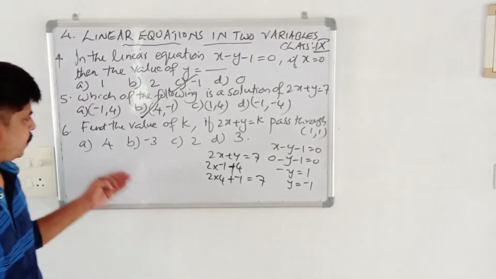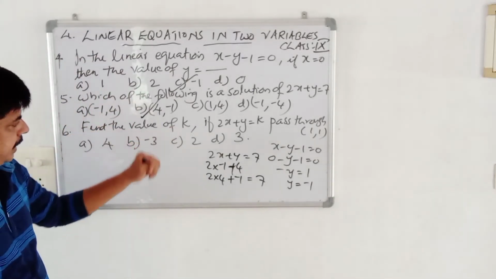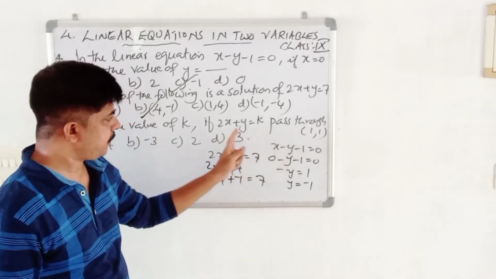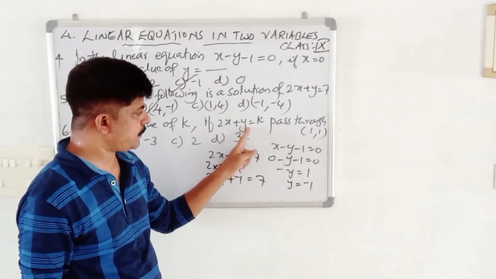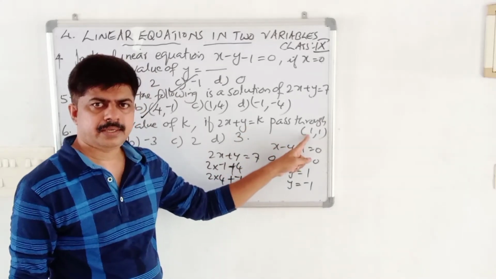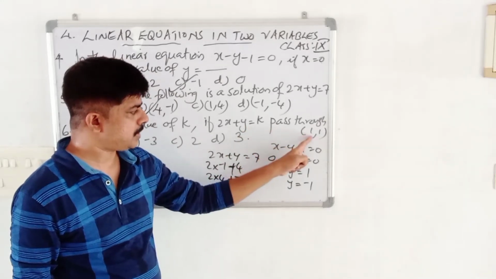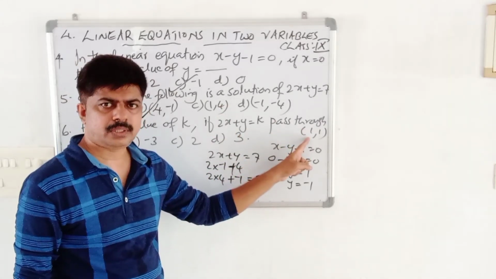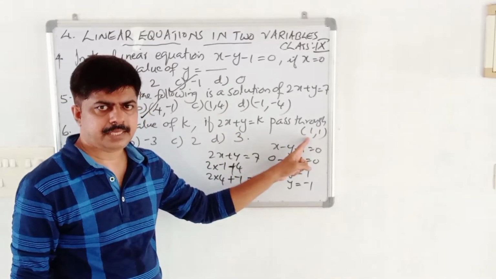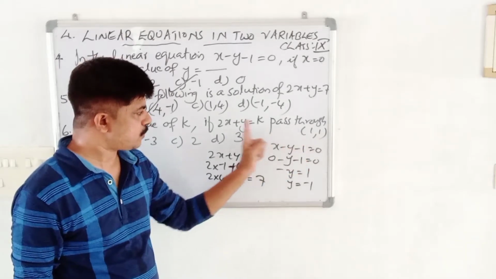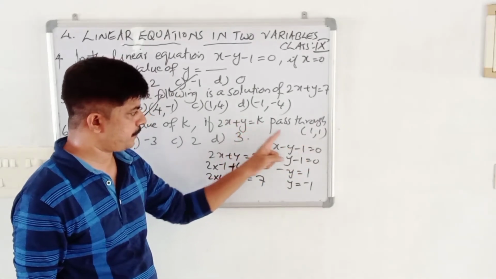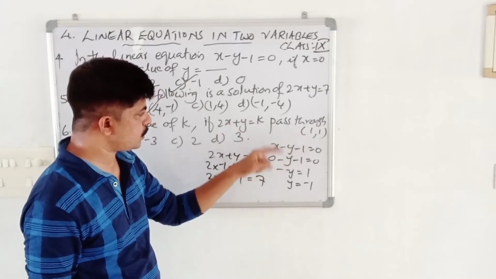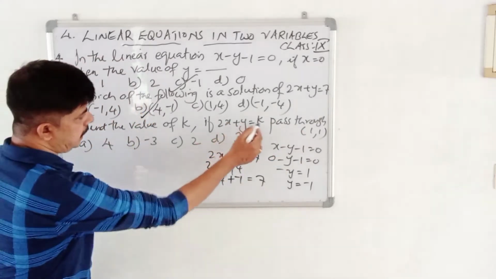Now our next question: find the value of k. If the graph of 2x + y = k passes through this point, it means definitely this point lies on that line. This point will be lying on that graph, so it is satisfied. This is a solution of this equation. We have to put x = 1 and y = 1, then we will get the k value.